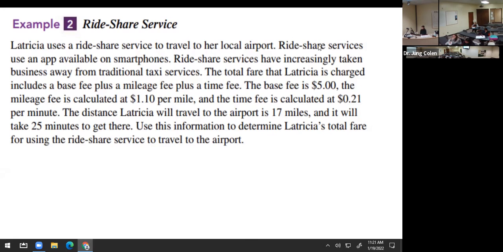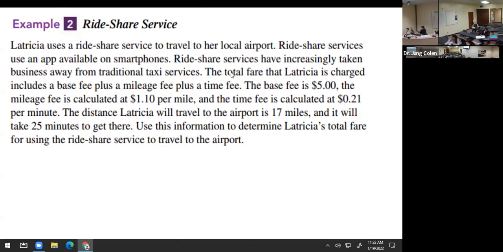Okay, thank you. A lot of information there, right? And a lot of important information there too. Sorry that you don't have anything to underline, but you can write down what is important information that you can use to solve this problem. So what is important information there? Let's look at it sentence by sentence. First sentence, not so important, right? How about the second one? Rideshare services use an app available on the smartphone? Yes or no? No. Okay, rideshare services have increasingly taken business away from the traditional taxi services.